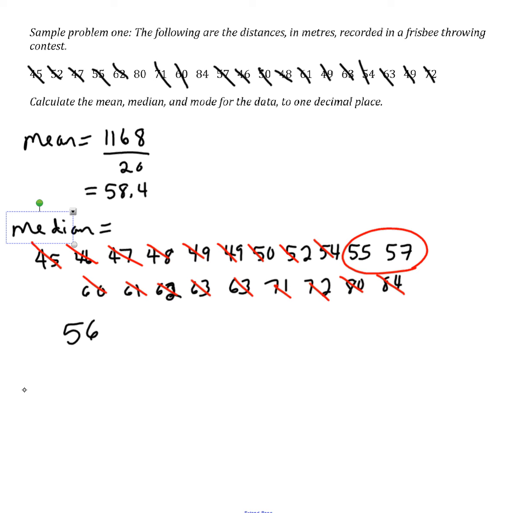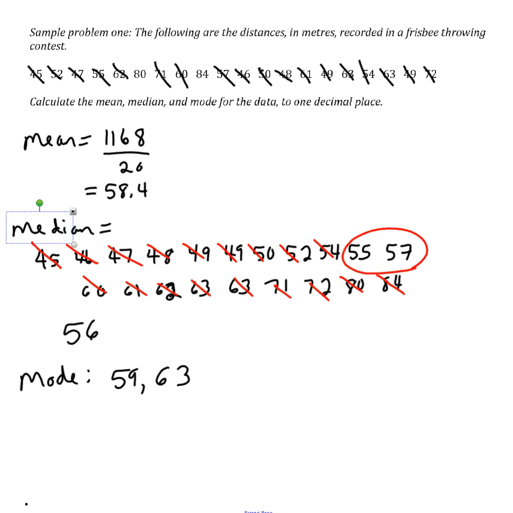And then for the mode, what I do is I find the most frequent number, and having them in order from biggest to smallest helps, because I can look and I can see, okay, there's two 49s. Does anything else repeat itself? Yep, look, there's two 63s. So in this case, I'm going to have two modes. I'm going to have 59 and 63.